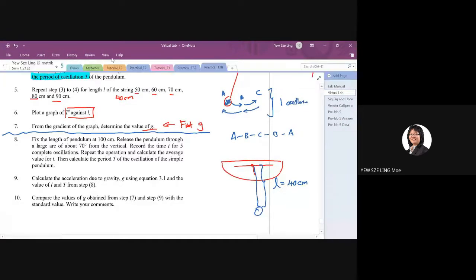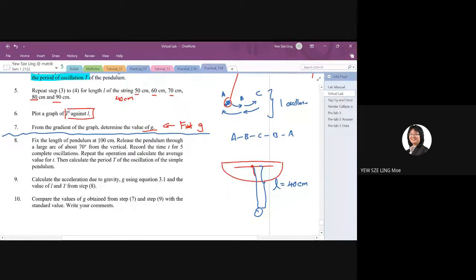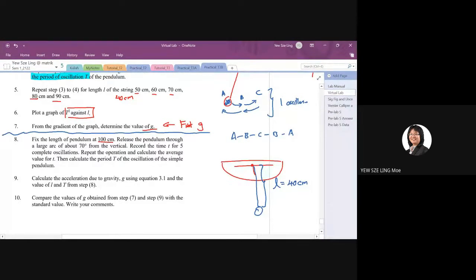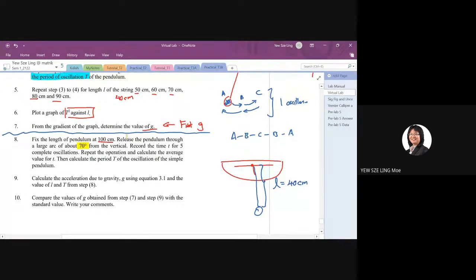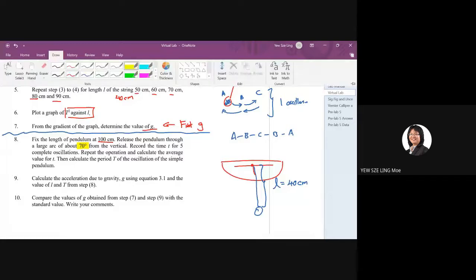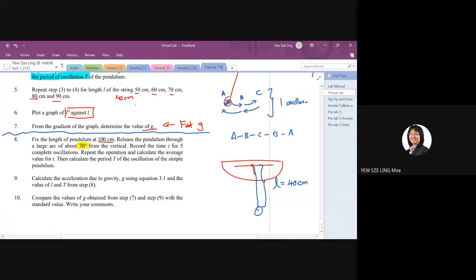So what happens next? Next, you repeat the experiment again. Now you're going to use a 100 cm length, and then you release the pendulum at 70 degrees. So at 70 degrees, you can no longer assume your pendulum bob is moving in a straight line. Now it's moving in an arc, a curve.